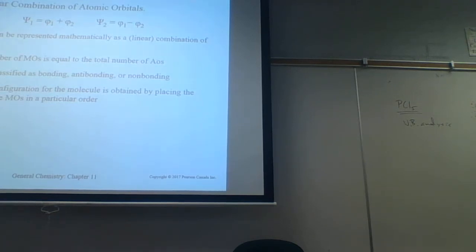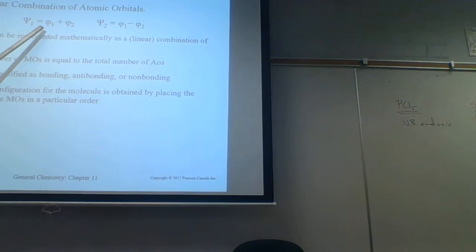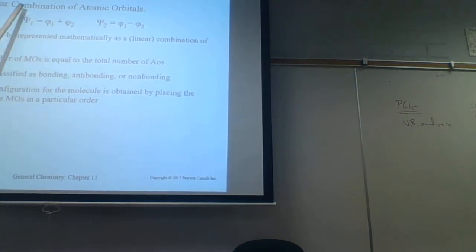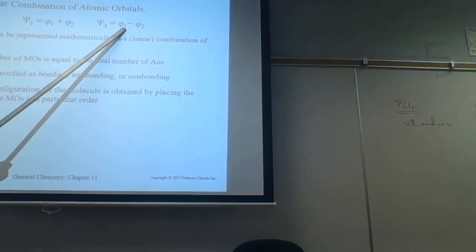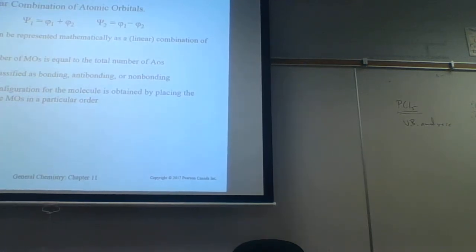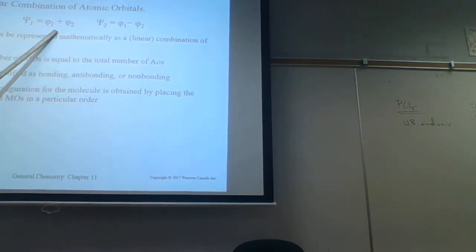This is how we generate the molecular orbitals. We generate them by doing an LCAO. LCAO stands for linear combination of atomic orbitals. And so psi1 here is a molecular orbital, which is equal to phi1, which is an atomic orbital, plus phi2. So we have this constructive combination. We also have this destructive combination, the phi1 minus the phi2. And so whenever we add two atomic orbitals, we generate two molecular orbitals, depending on how we add them, one way and the other way. We have to consider both ways.